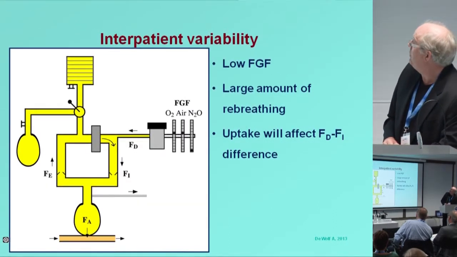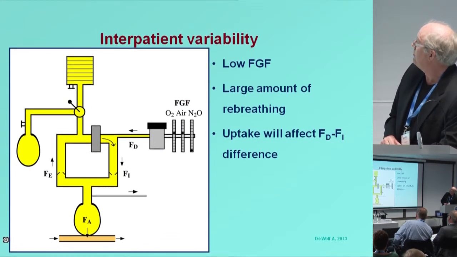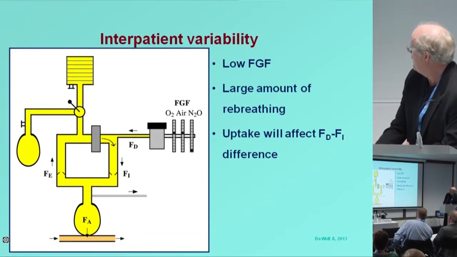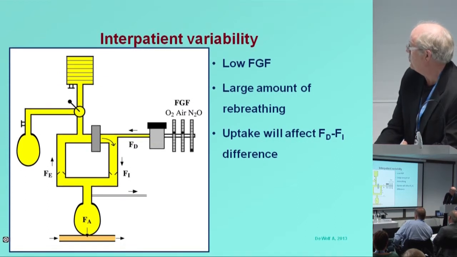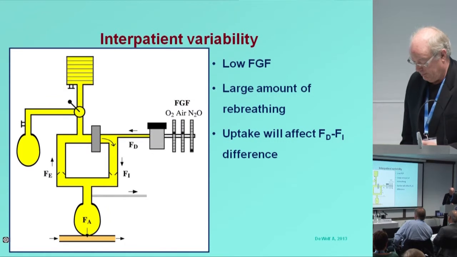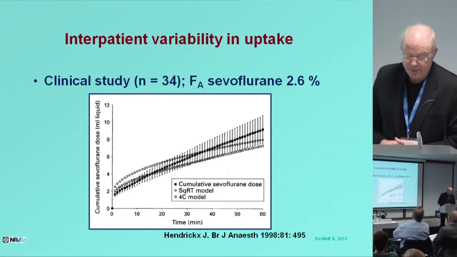Interpatient variability becomes more apparent when you use lower fresh gas flow and when rebreathing increases. And the uptake will affect the FD-FI difference, the delivered to inspired concentration difference. If you have more uptake by the patient, the exhaled concentration will be lower than when you have normal uptake, and therefore you rebreathe more desaturated gases. Therefore, the FD will have to be increased. So there is a relationship there.